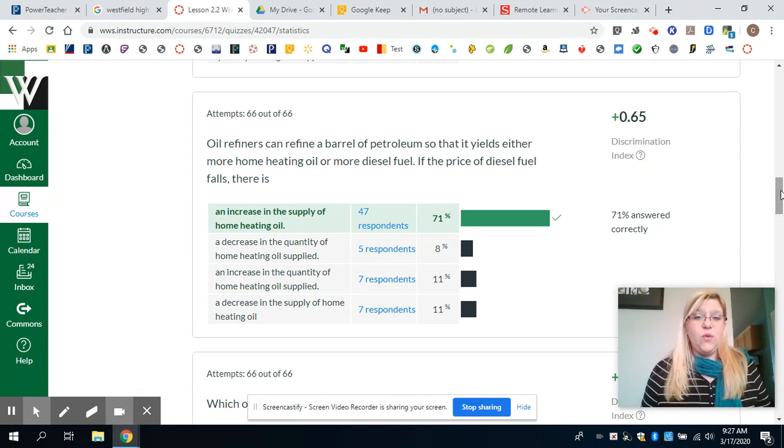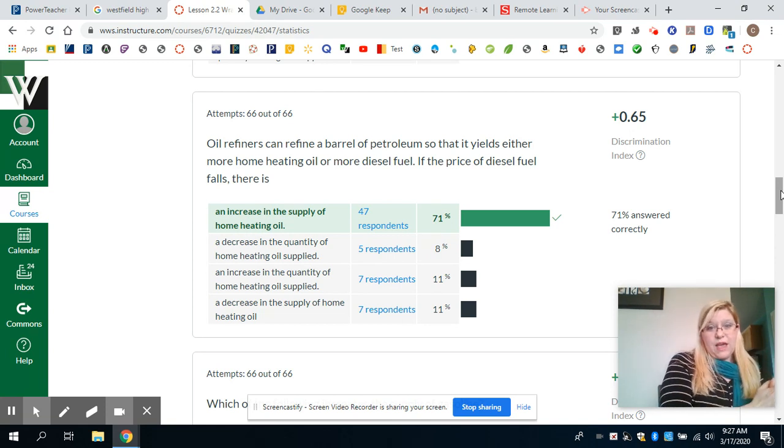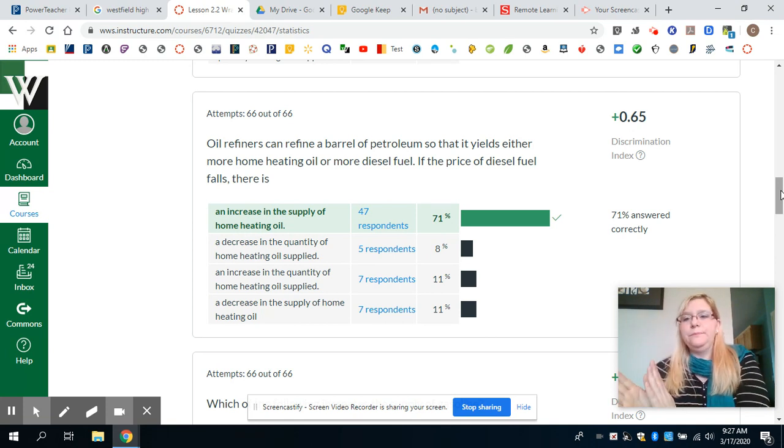Oil refiners can refine a barrel of petroleum so that it yields either more home heating oil or more diesel fuel. Okay, so what are we saying? We are saying that these two items are substitute goods in production. They're using petroleum. They're either going to produce home heating oil or they're going to produce diesel fuel. It's one or the other that they are producing.